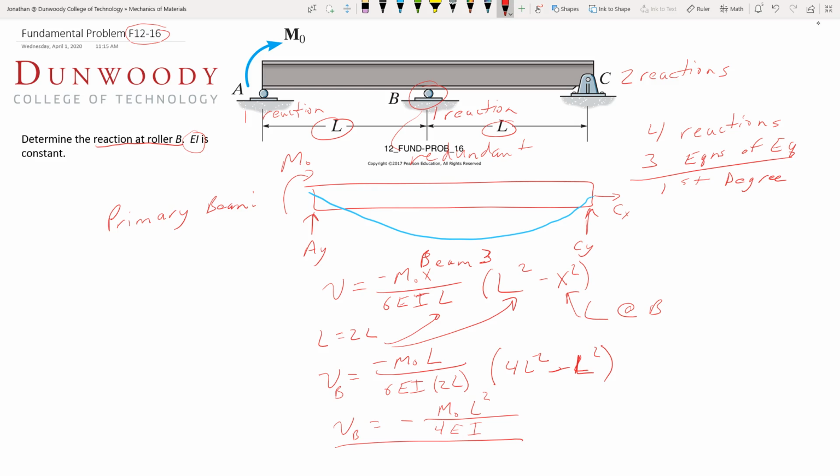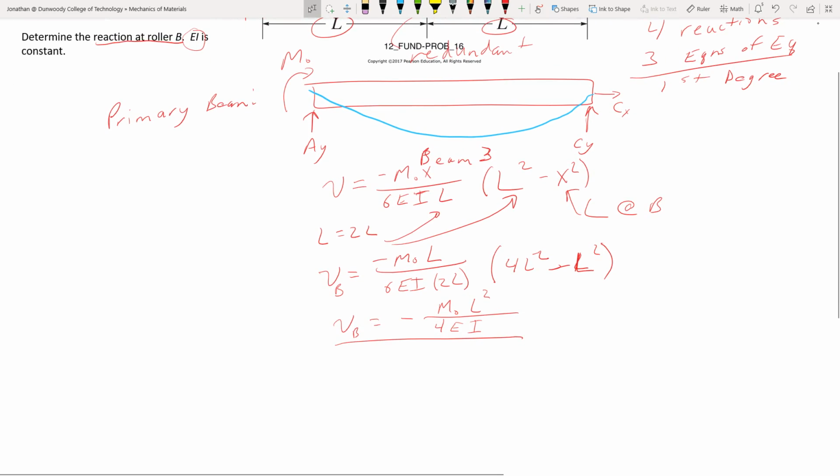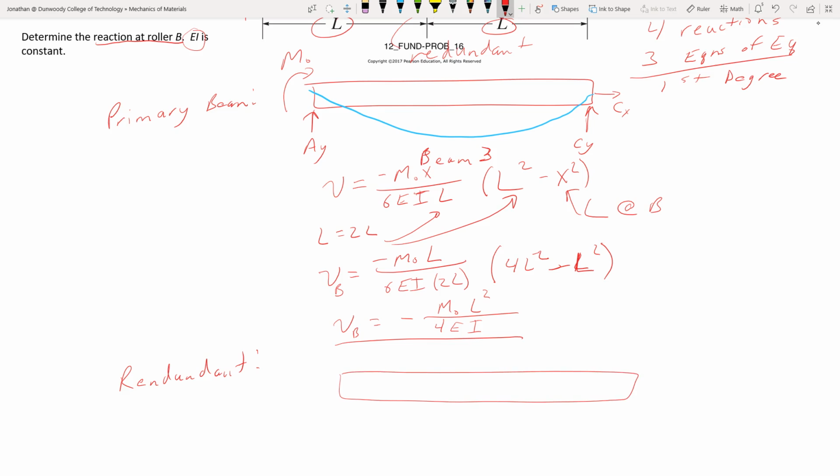So that's our primary beam. My redundant now. What am I going to do for that guy? I'm going to get rid of my applied load. So I have my AY is still here. I'm going to have a pin connection here. I still have CY, CX. I got rid of this guy. This one here is 0 in this case. And now I'm going to push up on this beam with BY.